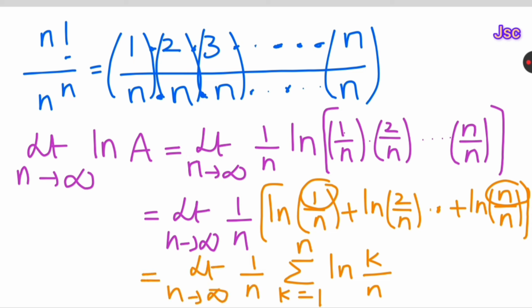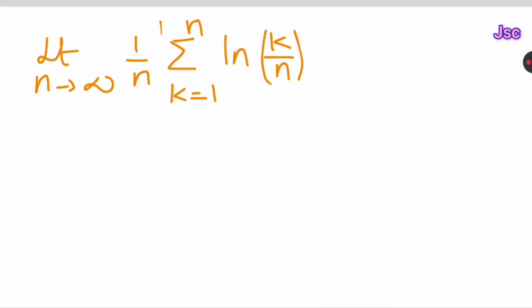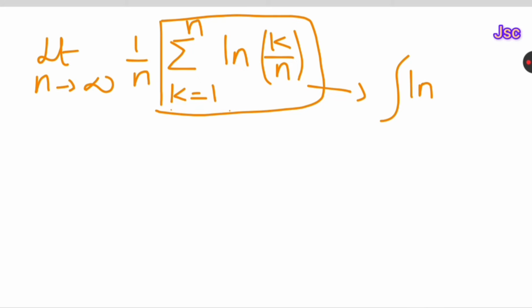This is the right hand side part. In the left hand side, limit of n tends to infinity ln a, this also we can write as ln of limit n tends to infinity a. Both values are the same. Now let's take only the right hand side part. This summation, observe the limits, k equal to 1 to n, so it is finite. According to the definition of definite integral, we can write this as integral ln x.